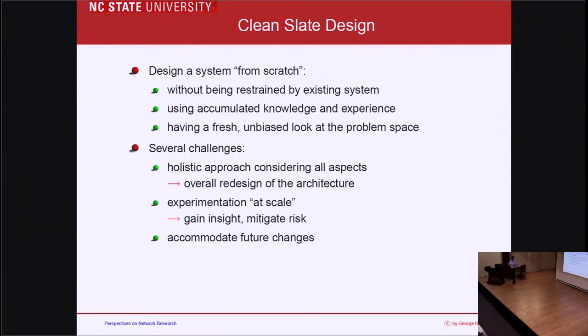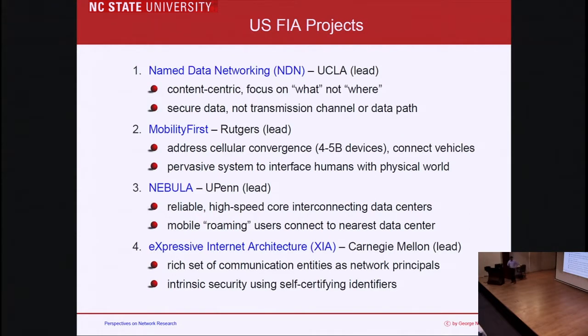Now, this takes a holistic approach to redesign the architecture, and you also need what is called experimentation at scale. How would you know that whatever you design actually is going to work? Okay? You can't know that unless you experiment at the scale of the internet, okay? And you also have to be able to accommodate future changes. So there's a lot of work going on throughout the world on future internet architectures. Okay, I'm not going to talk about all the possible research that is out there. I'm only going to give you a brief introduction to some of the future internet architecture projects that are going on in the US right now.